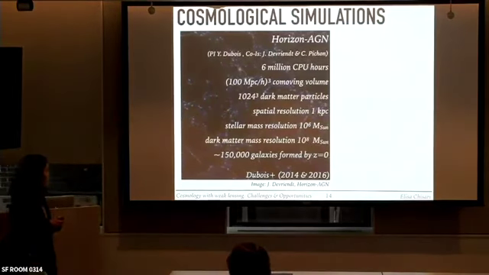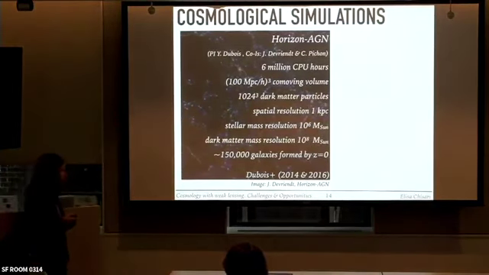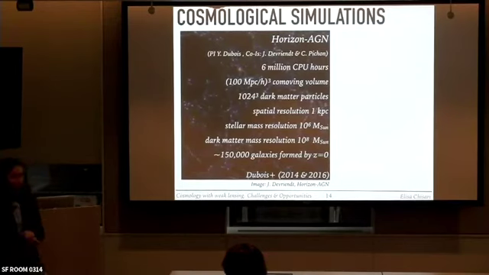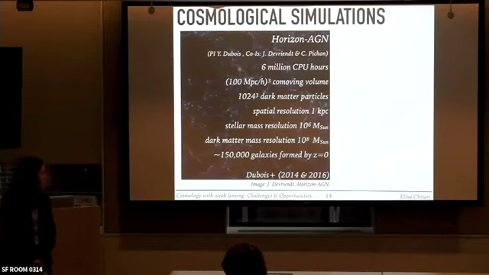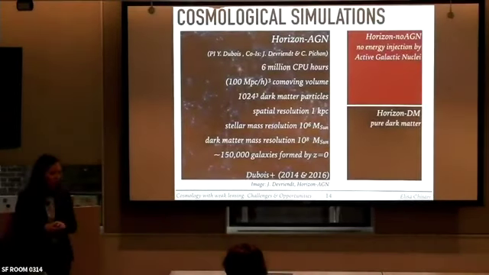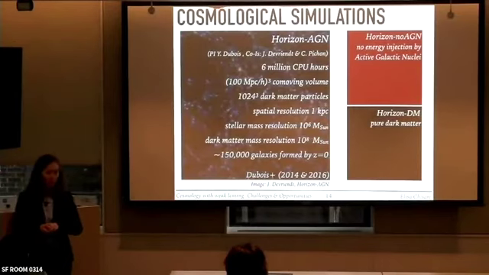Here are some technical details about the properties of the simulation. The spatial resolution, for example, is 1 kpc, and stellar mass resolution 10 to the 6 solar masses. And we form 150,000 galaxies by redshift 0. By looking at the simulation, we can gauge what the effect of galaxy formation on the distribution of matter is on the large scales. And for that, we have two other simulations that I compare to.